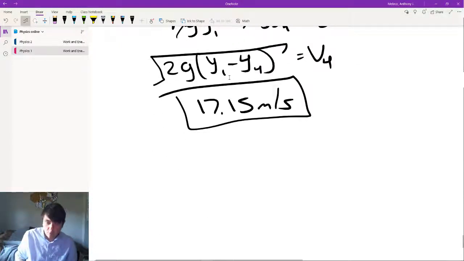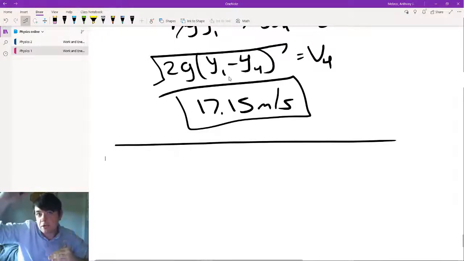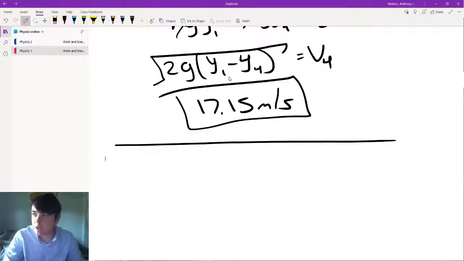Okay? So as you convert gravitational potential energy into kinetic energy, you'll see that your gravitational potential energy goes down and your kinetic energy goes up. And it can just go basically back and forth. Okay? So you're not losing energy because of energy conservation.